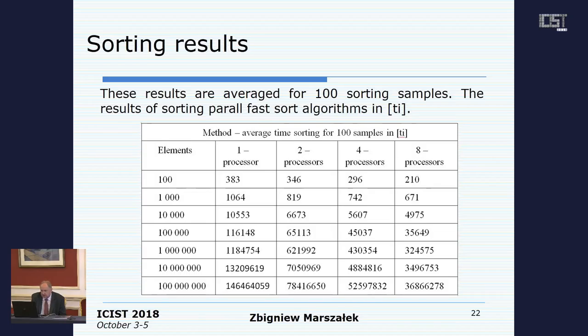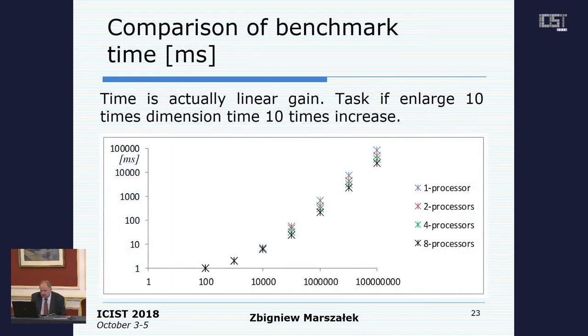We see that it works quite well. The results for 100 sorts are in TI. In fact, it is the same, but it is calculated in cycles, processor cycles.